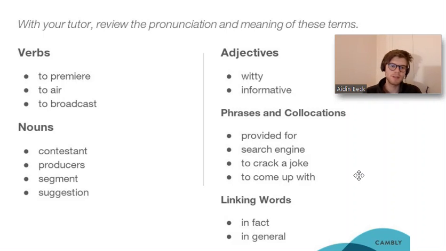Informative. Informative is something that just has a lot of information. So the news report was very informative. It gave me a lot of facts, a lot of numbers, evidence, a lot of interesting ideas.